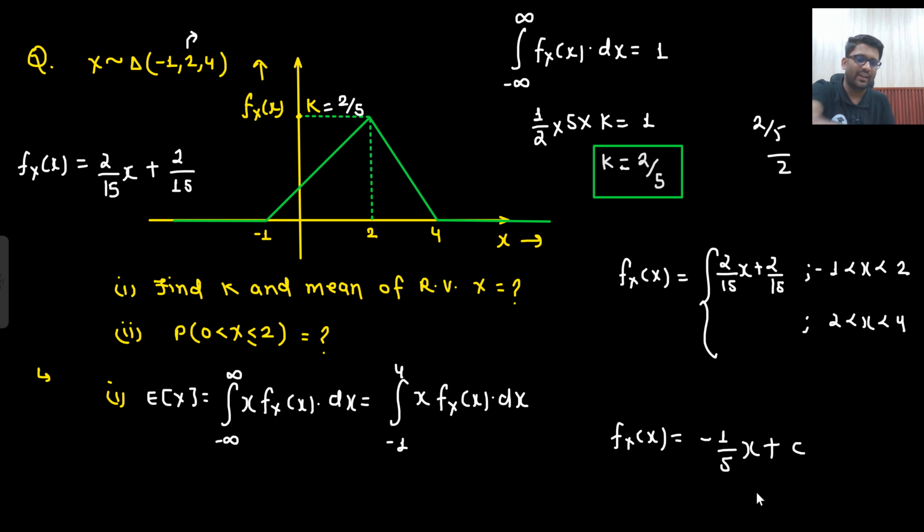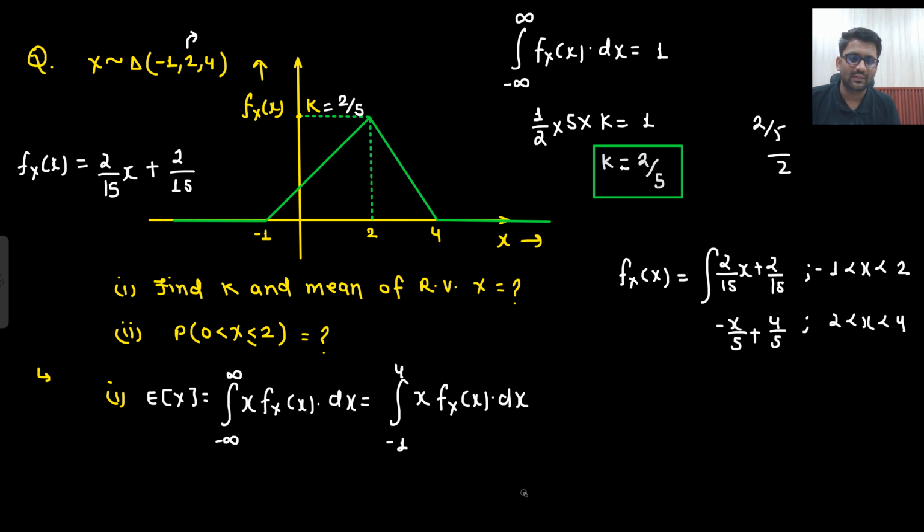So at x equals 4, you are getting the value 0. What does that mean? That c has to be 4 by 5. If I put x equals 4 here, I am getting the value 0. So that means for 2 to 4, the definition is minus x by 5 plus 4 by 5. So this is the definition of fx of x, and otherwise it is 0.